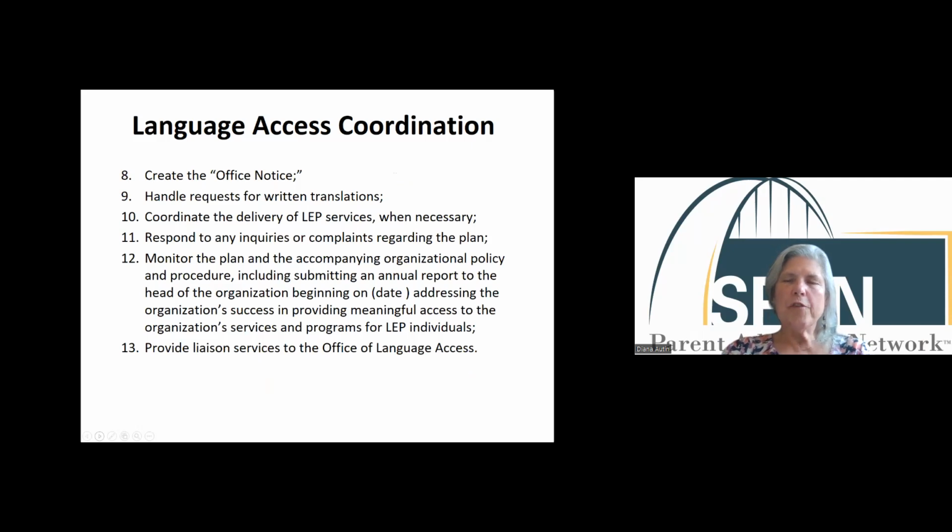They will handle requests for written translations in a timely manner. They will coordinate all of the delivery of limited English proficient services when necessary, respond to any inquiries or complaints regarding the plan, monitor the plan and the accompanying council policy and procedure, including submitting an annual report to the head of the organization beginning this year, addressing the organization's success in providing meaningful access to the council services and programs for individuals with limited English proficiency, and also provide liaison services to the Office of Language Access.